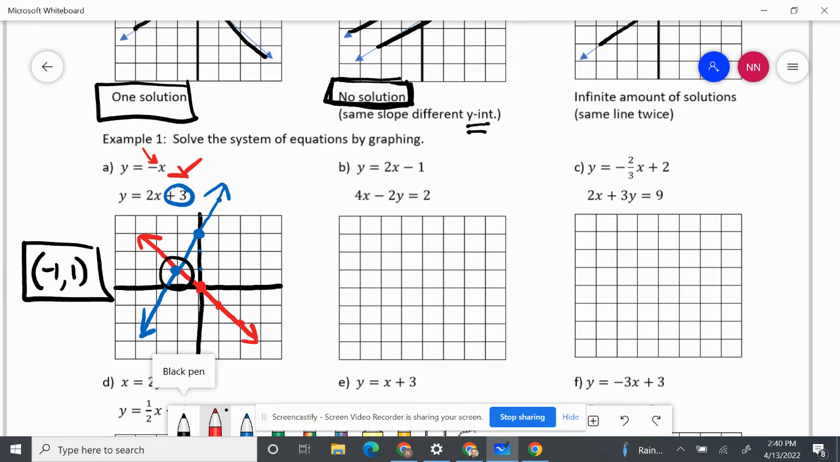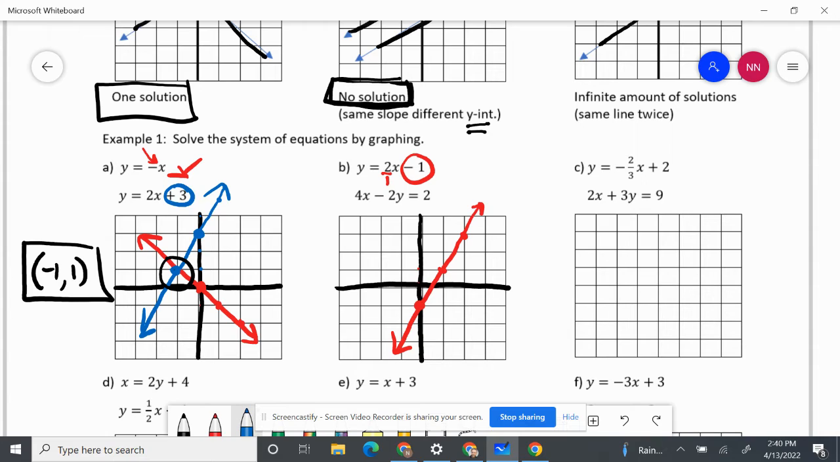Now for the next one, we're going to plot our y-intercept, which is negative 1. And then our slope is 2. So we're going to go up 2, to the right 1, and I'm going to go up 2, to the right 1 again. And then I have my line.